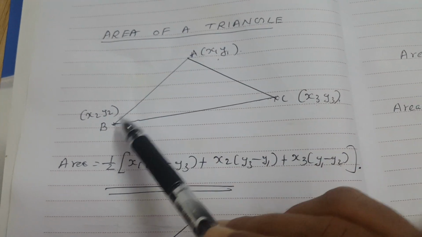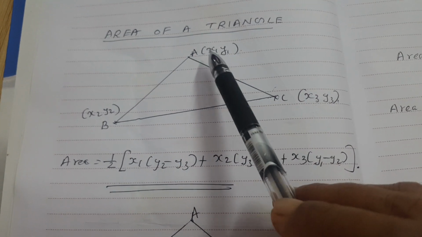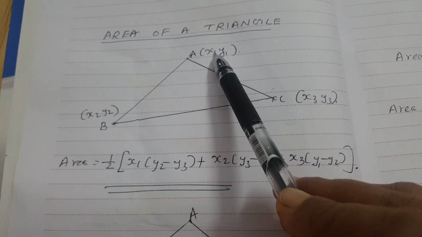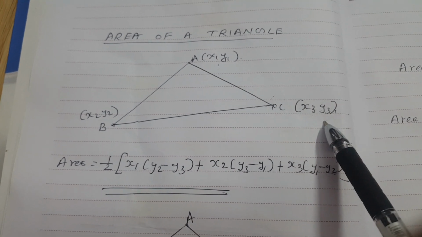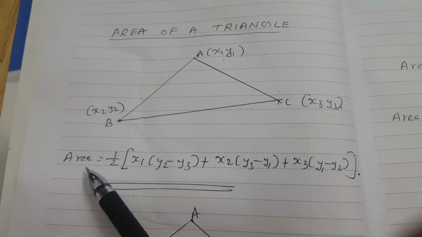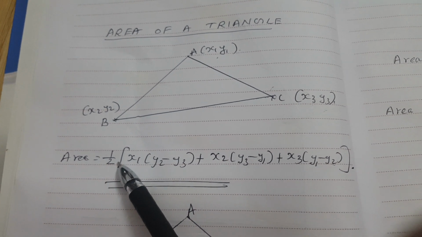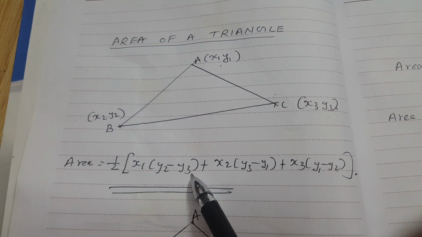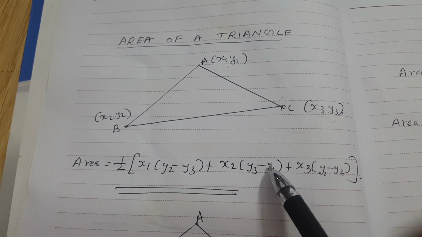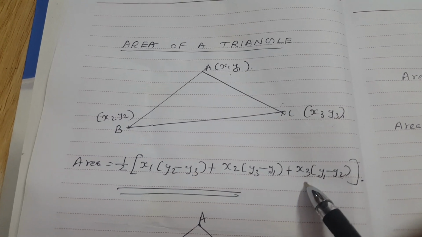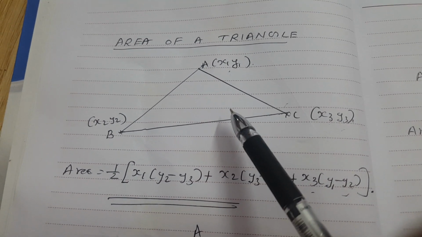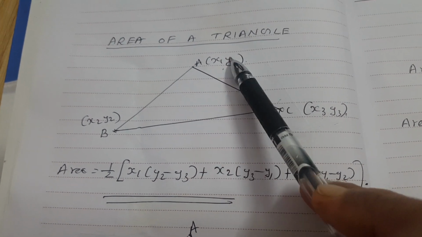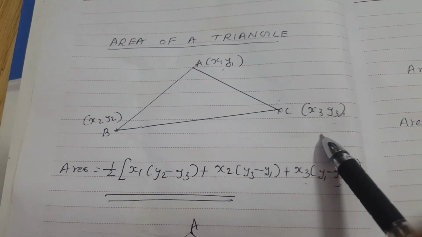Here, see, it's triangle ABC. In triangle ABC, the coordinates of vertex A are (x1, y1), B is (x2, y2) and C is (x3, y3). Then the area of the triangle is given by the formula half of [x1 into (y2 minus y3) plus x2 into (y3 minus y1) plus x3 into (y1 minus y2)]. This is the formula for finding the area of a triangle if the coordinates of the vertices are given.